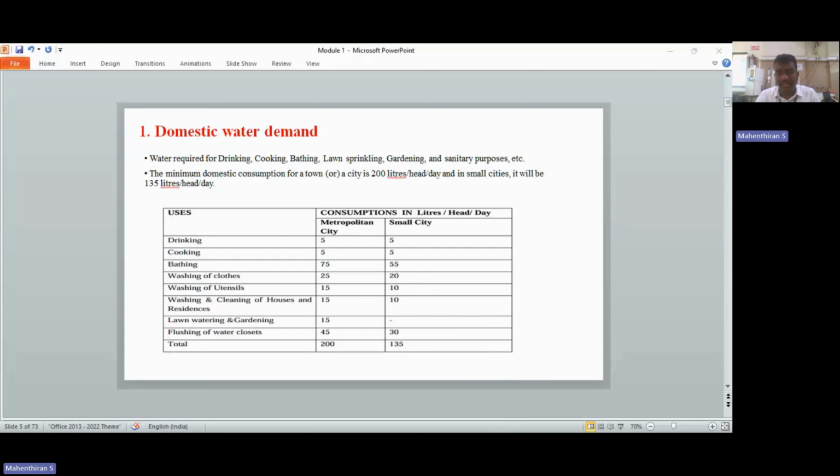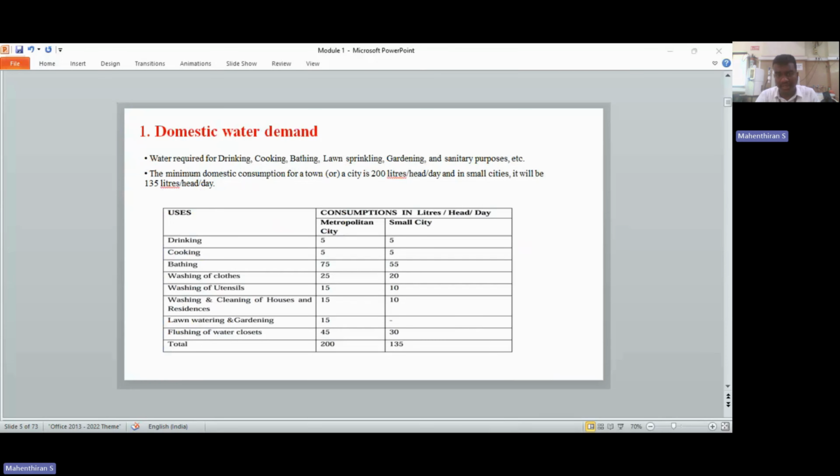Now let us look at how this total water is actually used in different activities. For drinking, in metropolitan cities, it is 5 liters, and in small cities also it is 5 liters. This is interesting. Drinking water requirement is almost the same everywhere because human physiological needs do not change much.